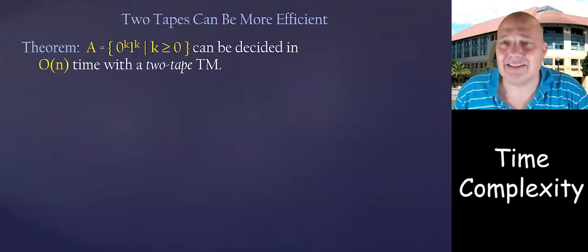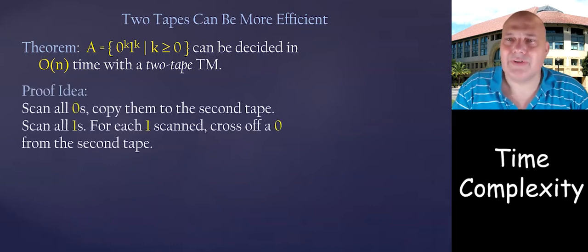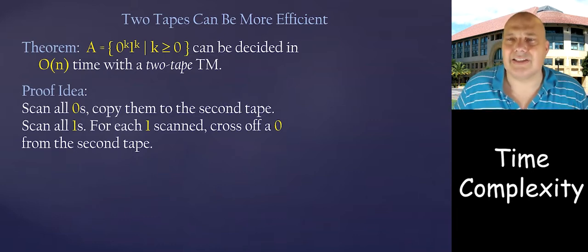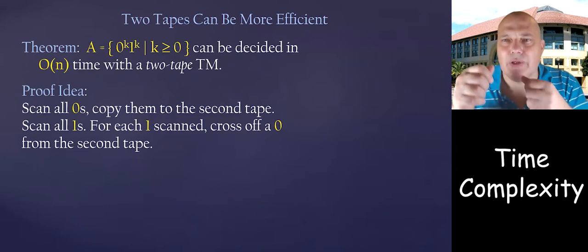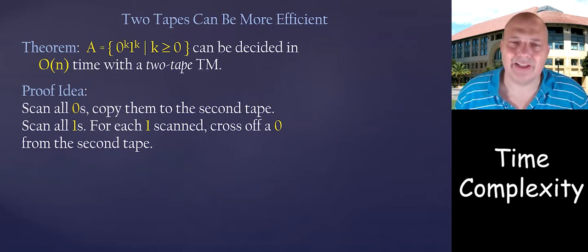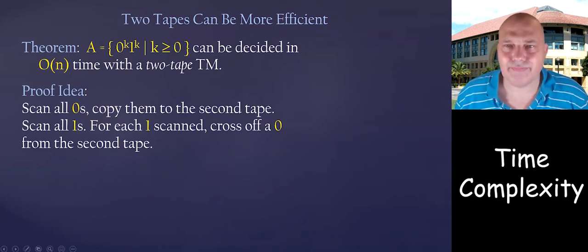And that is that two tapes can be more efficient. So we know a problem that on one tape requires n log n time, and this problem can be decided on two tapes in time which is order n. The proof idea is just to scan all the zeros, copy them to the second tape, and then scan the ones, and then one by one go, and for every one, erase a zero, and see if you get till the end the same time. So that's an easy algorithm, takes order n in two tapes.